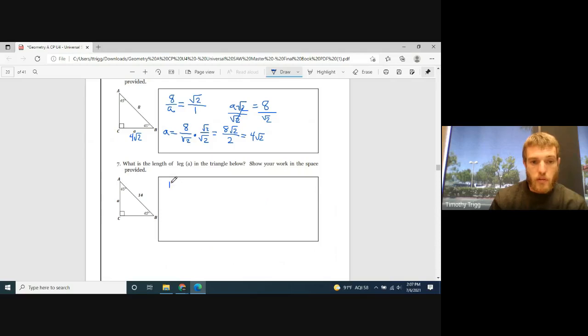So let's set up our first fraction. So the 14 and the a from this triangle. Now the 14 is the hypotenuse. So when we think about a 45, 45, 90, that is square root of 2 for the hypotenuse, and then 1 for the leg. So hypotenuse over leg, hypotenuse over leg. Make sure it's the same type. Cross multiply. So this would be a times square root of 2, so that's a square root of 2 equals 14 times 1, which is 14.